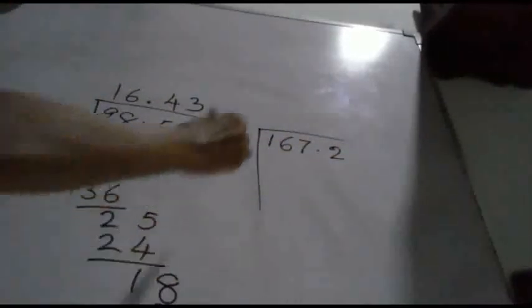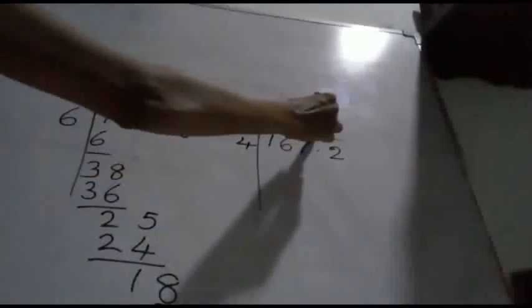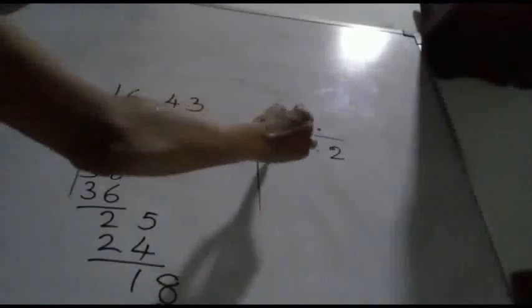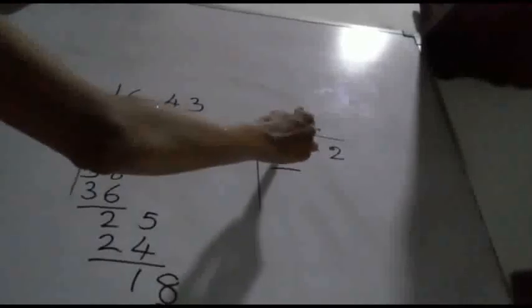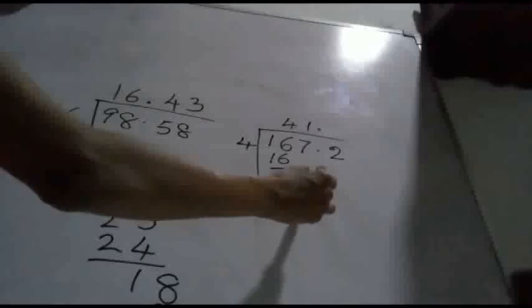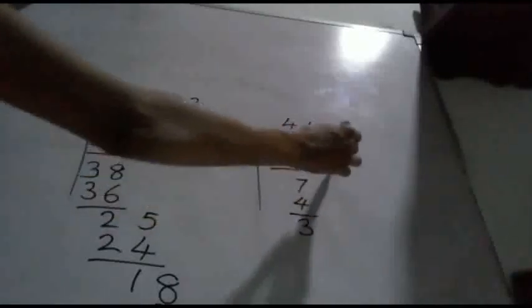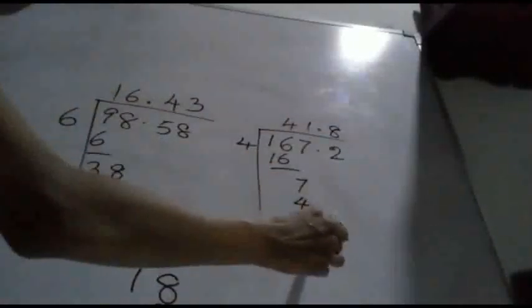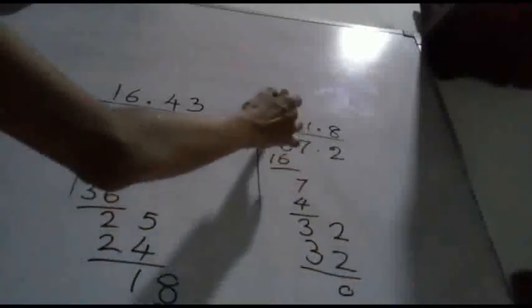167.2 is divided by 4. We write the decimal point on this decimal point. 16 is divided by 4. 4 times 4 is equal to 16. Subtracted from 16, 0. We write 7 here. 4 times 1 is equal to 4. 4 is subtracted from 7, answer is 3. We write this 2 here. 4 times 8 is equal to 32. Here 0. Answer is 41.8.